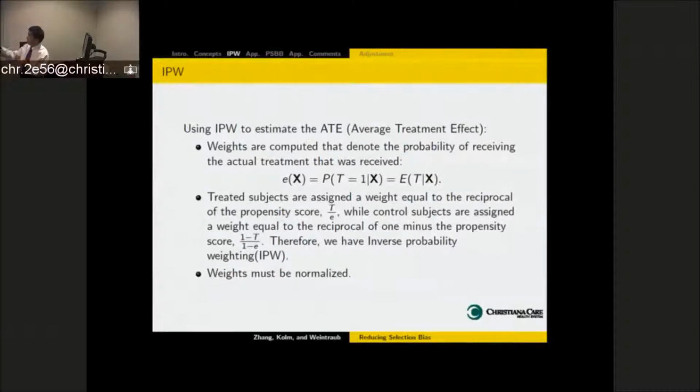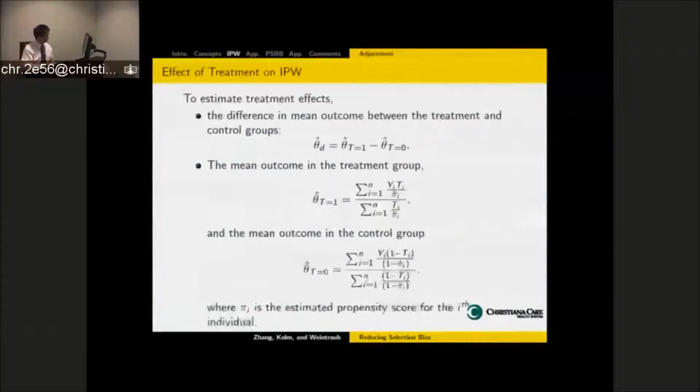And here we should be careful. For the subjects in treatment, the weight is just 1 over the propensity score. And for the control, the denominator is 1 minus the propensity score, and then we take the inverse as the weight. This is why we call this method inverse probability weighting. And after that, we have to normalize or standardize the weight. After using IPW, which means 1 over the propensity score as a weight for subjects in the treatment group, and 1 over 1 minus the propensity score as a weight for subjects in the control, or non-exposure, group.